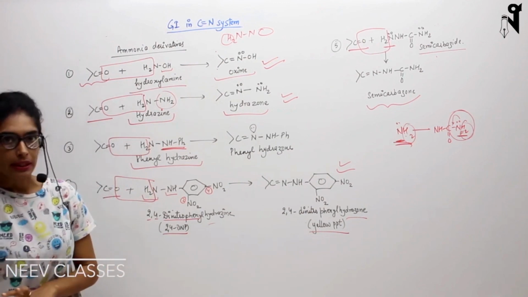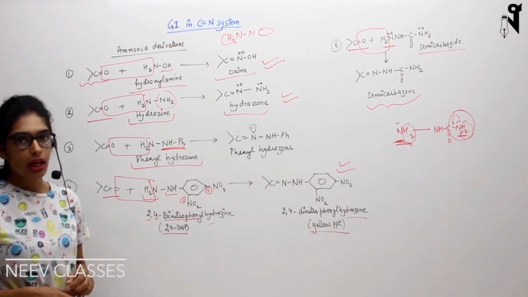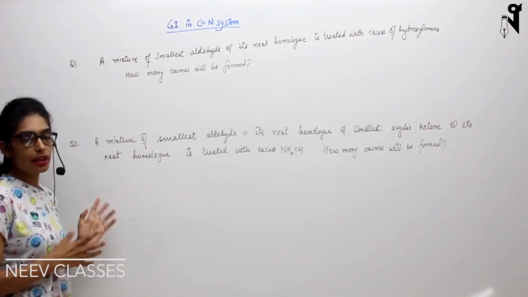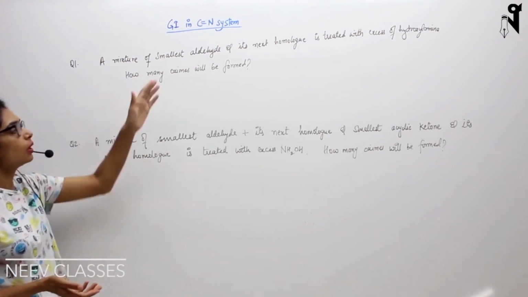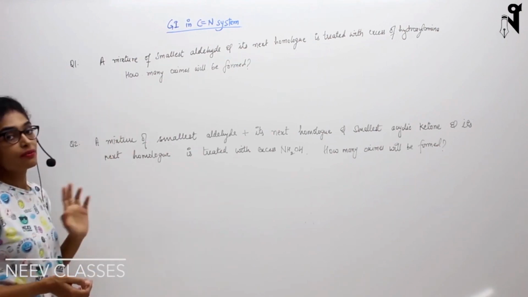Okay, now I'll give you two questions. Try solving them on your own, and then we will discuss the answers. Now try out these two questions. These are based on whatever reactions we have learned just now and the concept we have learned for GI on carbon double bond nitrogen. So try out these and then I'll discuss the answers. Read the question very, very carefully.